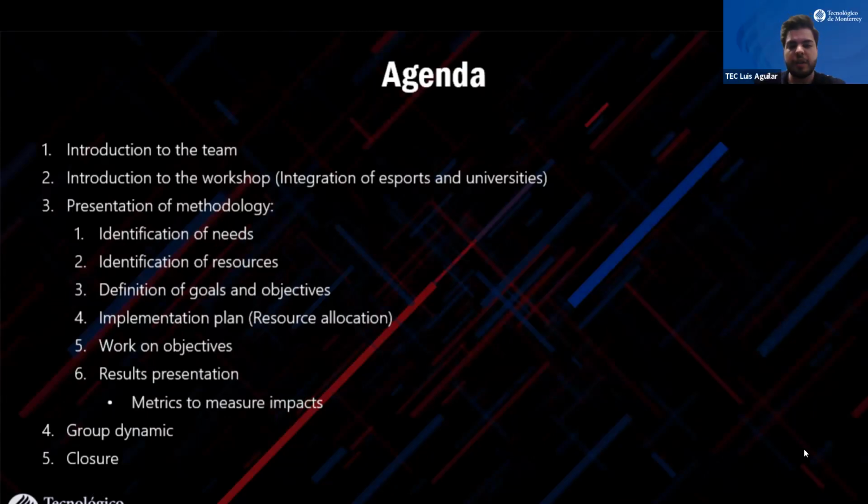Well, we're going to take a look at the agenda for today's workshop. First of all, we're going to introduce our team. Then we're going to do an introduction to the workshop. Then we're going to do a presentation of the methodology. This part is divided into 6 parts: identification of needs, identification of resources, identification of goals and objectives, implementation part, work and objective, and result presentation. Later in the workshop, we're going to do a group dynamic, and finally, we're going to finish with a closure.